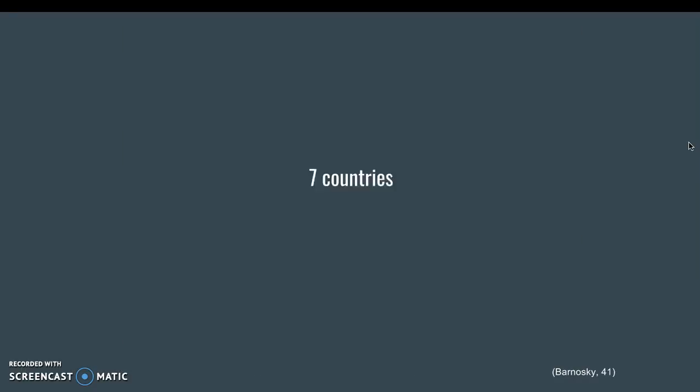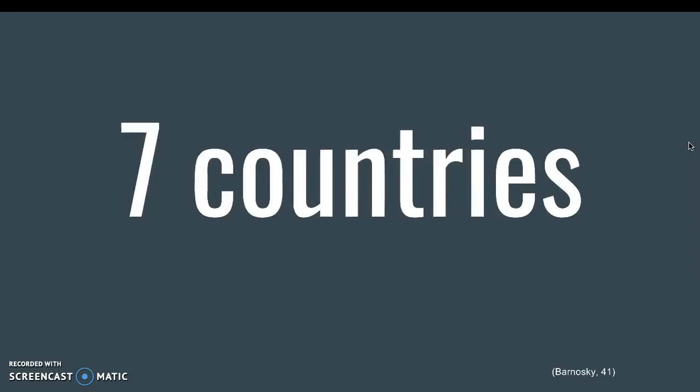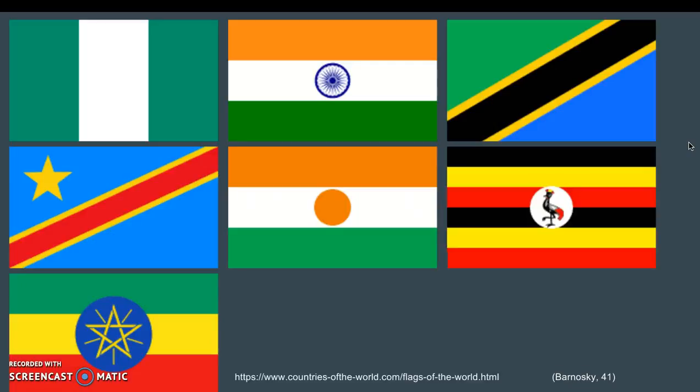Population is increasing much more rapidly in less developed nations. In fact, almost half of all population growth is projected to come from 7 countries that are considered poor by developed nation standards. In order of contribution to world population growth, these 7 countries are Nigeria, India, the United Republic of Tanzania, the Democratic Republic of the Congo, Niger, Uganda, and Ethiopia.